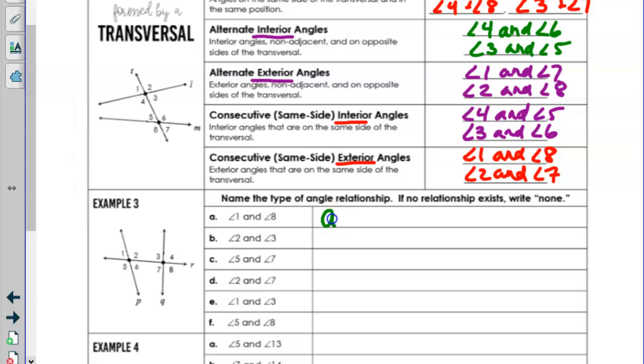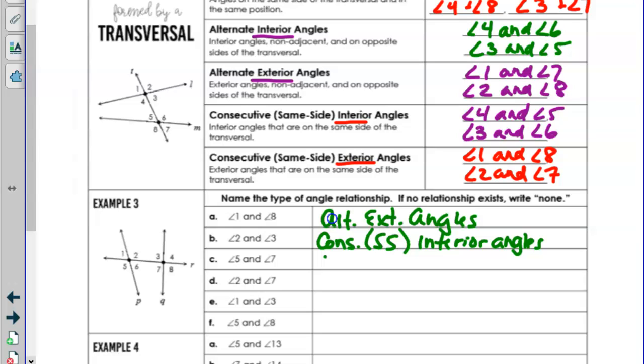Exterior. Very good. Alternate, I heard a lot of you say it, alternate exterior angles. How about 2 and 3? Consecutive, same side, interior. Consecutive or same side, very good. It's on the interior. And then we got corresponding angles. So 5 and 7, yep, are corresponding to one another. They're both in the lower left.